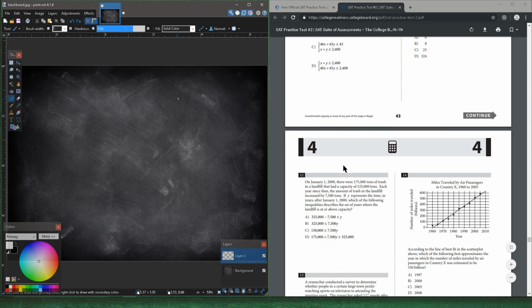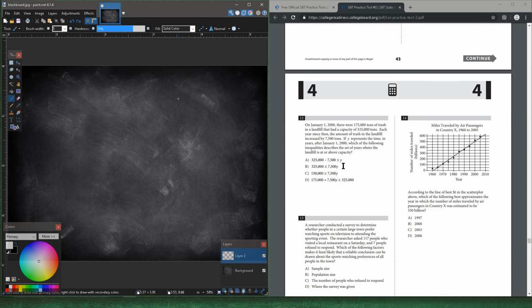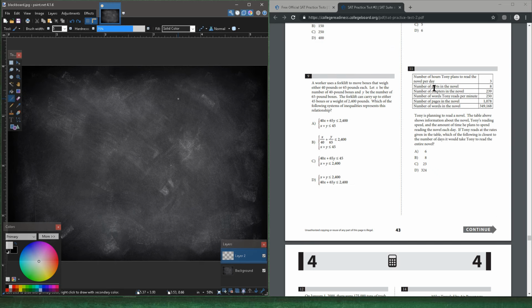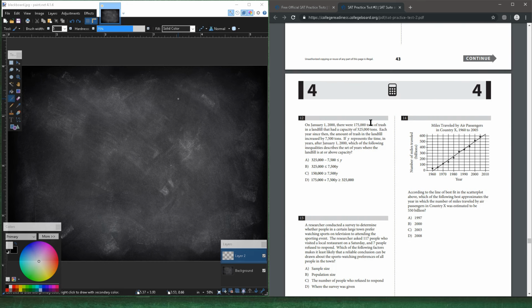Number 12. On January 1st, 2000, actually, for number 11, to go back, the only reason you might want to double check this is that there's so much information from the chart, and that's the only reason you'd ever get it wrong. But mostly it's just a calculator question.